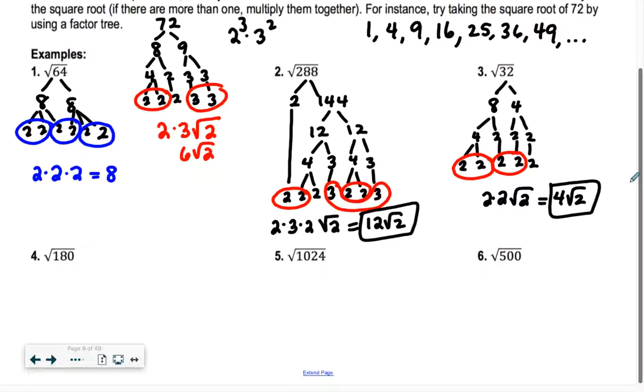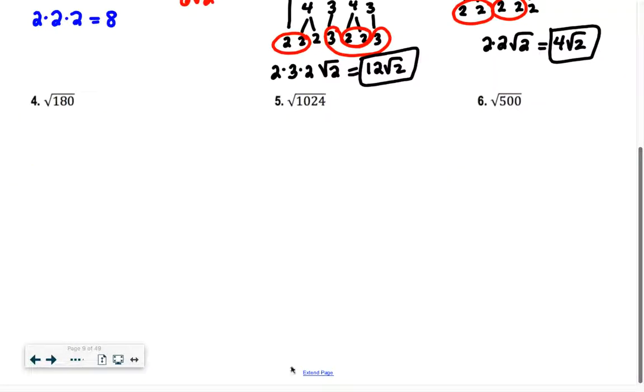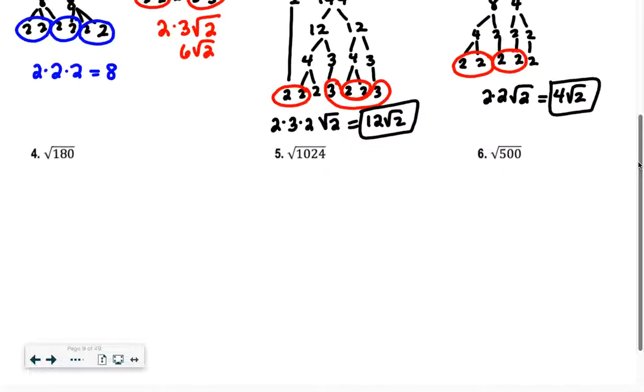All right, Cam, how are we going to start 180? What do we want for our factor tree? 2 and 90? You could do 2 and 90. Can we make it better than 2 and 90? You never want to do a lopsided tree, right? If I do 2 and 90, it's going to keep breaking down. So let's try to not keep it lopsided if possible.